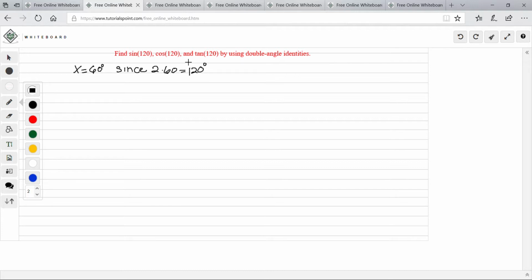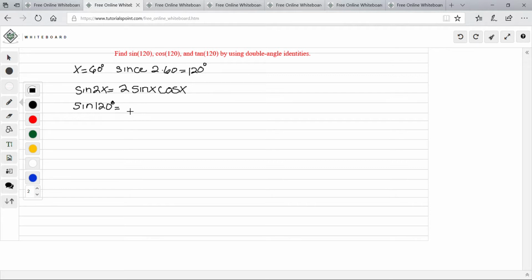So I'm going to use one of the double angle identities. I'm going to use this one: sine of 2x equals 2 sine x times cosine x. Okay, so all we got to do is plug it in. So sine of 120 degrees.